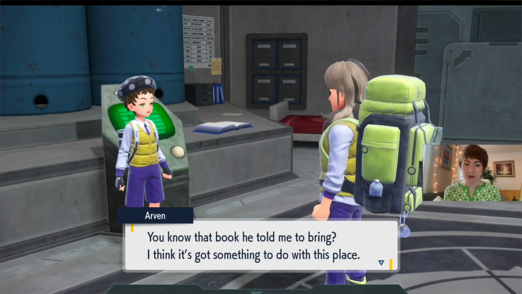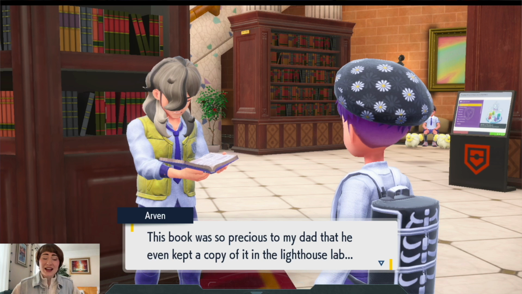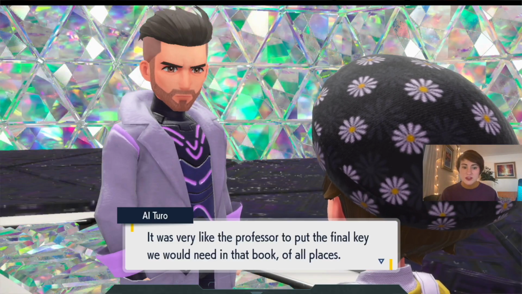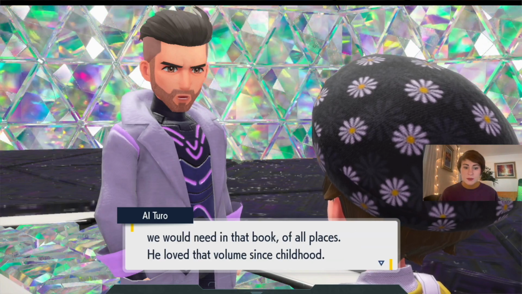So anyways, Heath writes about his adventures in either the Scarlet book or the Violet book, depending on if he sees past Pokemon or future Pokemon. These books are treasured by Sada and Turo respectively. In fact, as is stated by both Arvin and AI Sada or Turo, this is what caused the professors to be interested in Area Zero.